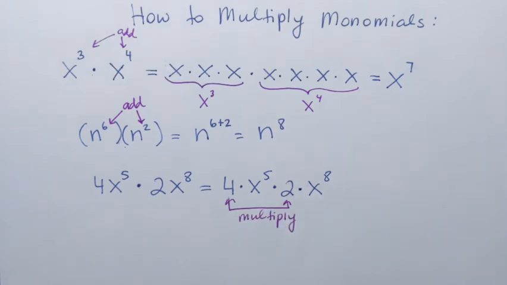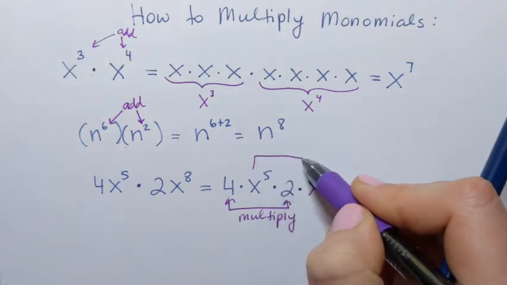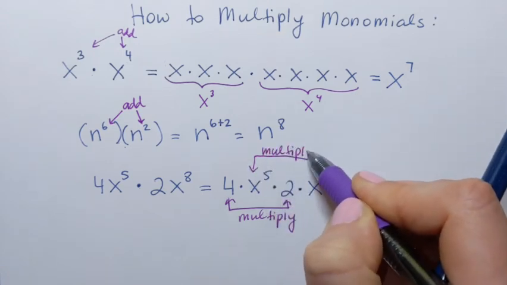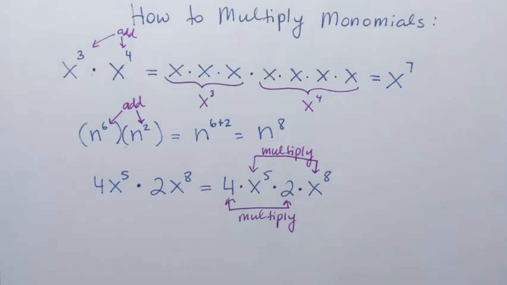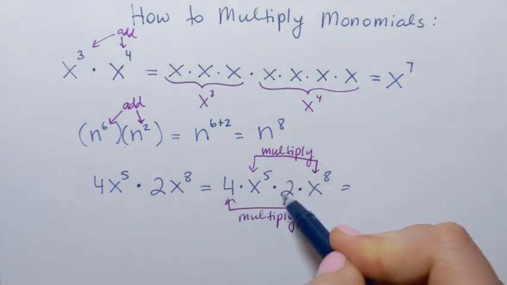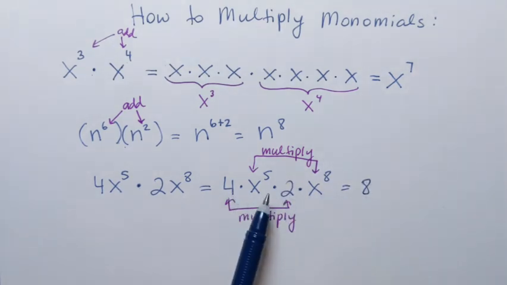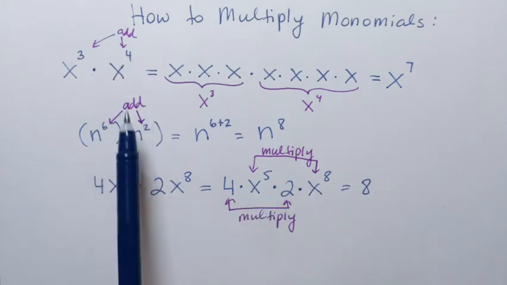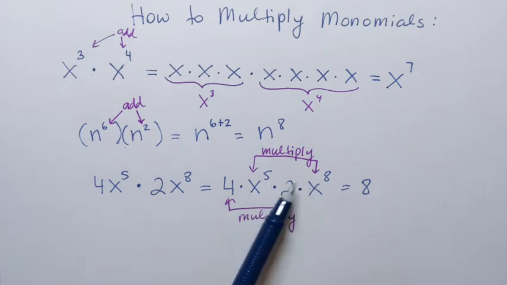In other words, I will multiply numbers and I will multiply variables. Now, when I multiply numbers, that's pretty straightforward, right? It's 4 times 2, that's 8. Now, when I multiply variables, what rule do I use? Well, the rule we just talked about, right? When I multiply x's, I need to add their powers.